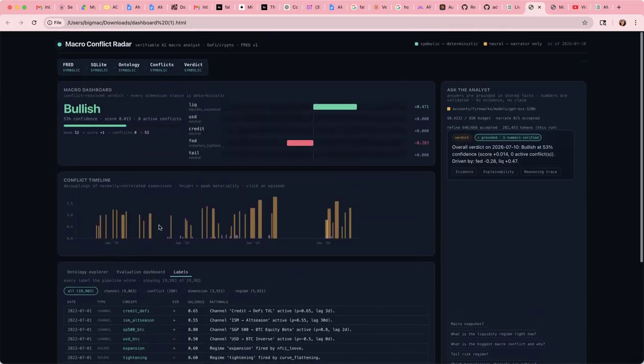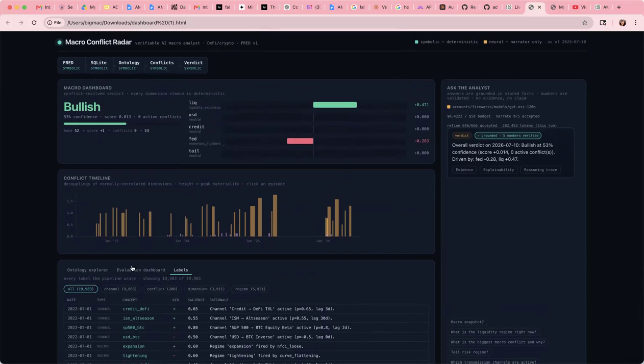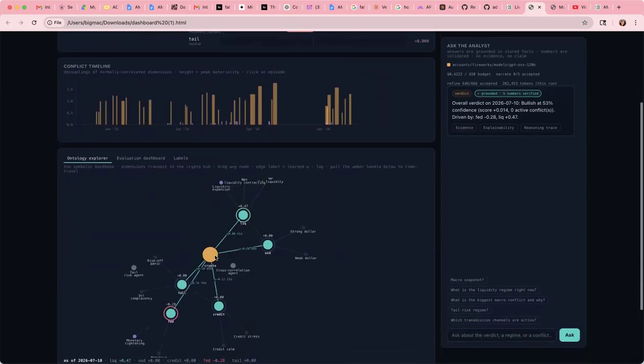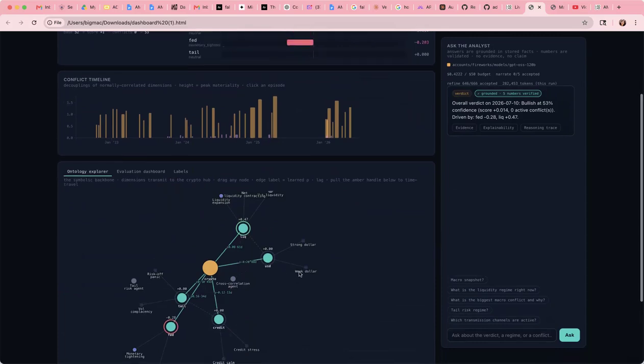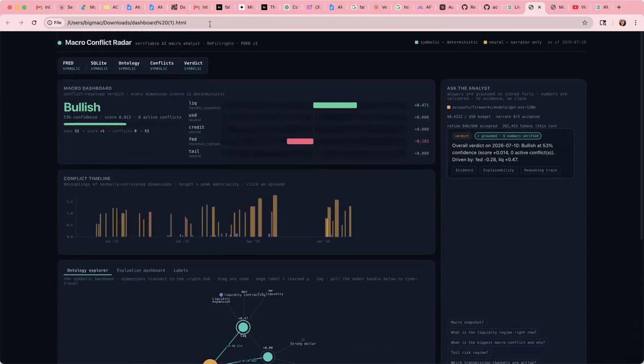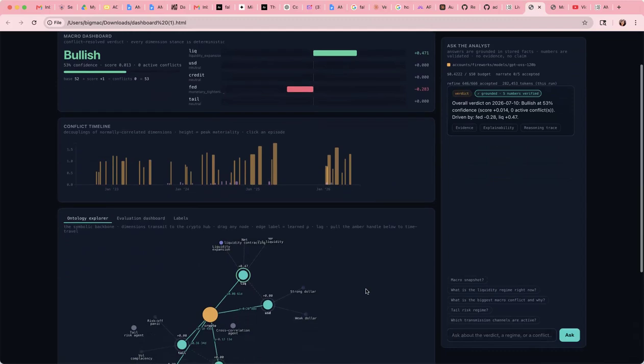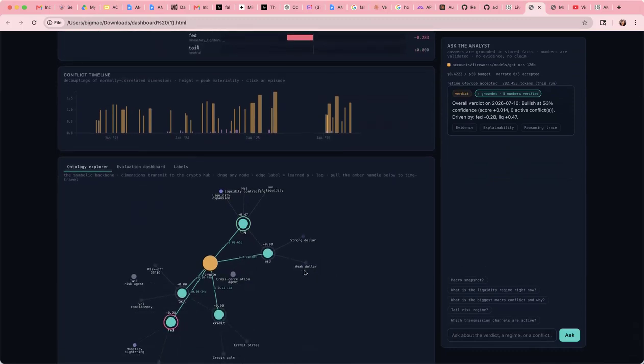Five macro dimensions here: liquidity, the dollar, credit conditions, Fed policy, and market fear, which is the tail risk. They normally move together in predictable pairs. The whole point of this radar is to catch the moment two of them stop agreeing. Why? Because the decoupling is where interesting crypto moves happen.